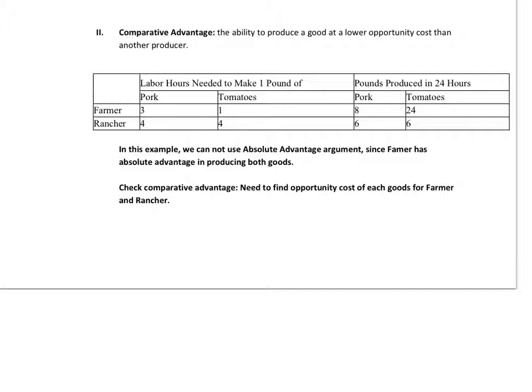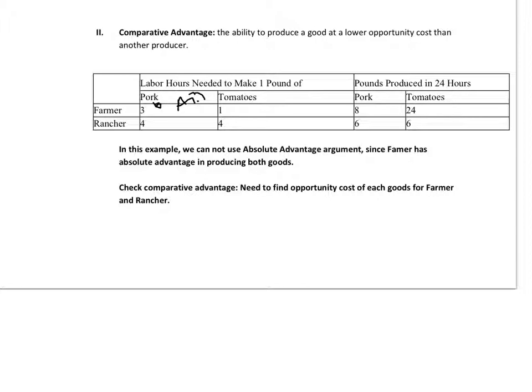So now we need to find the opportunity cost for each good for both people, farmer and rancher. Okay. Let's try to find if there are gains using the absolute advantage argument. For pork production, the farmer needs 3 hours to produce the pork, the rancher needs 4 hours. So you may say that the farmer has the absolute advantage in pork production. And for tomatoes, the farmer needs 1 hour and the rancher needs 4 hours.